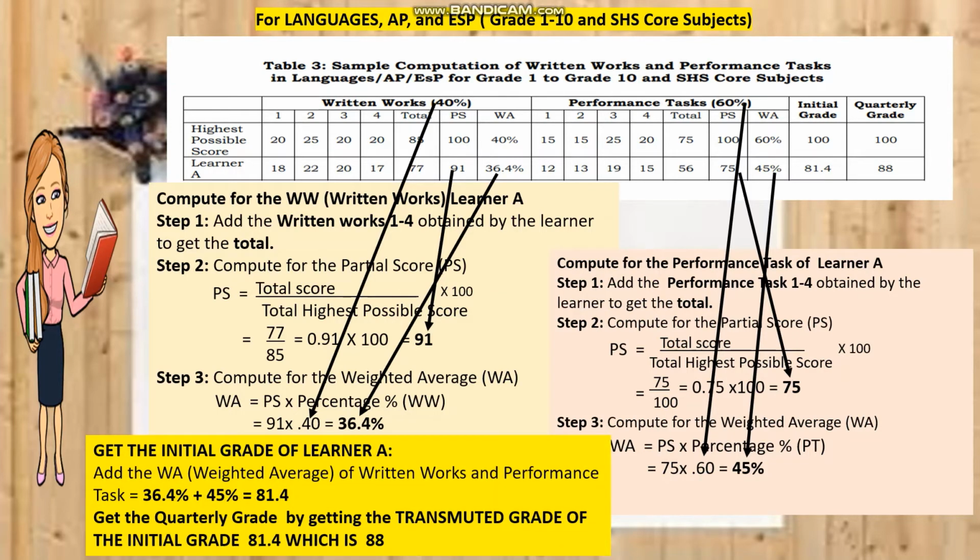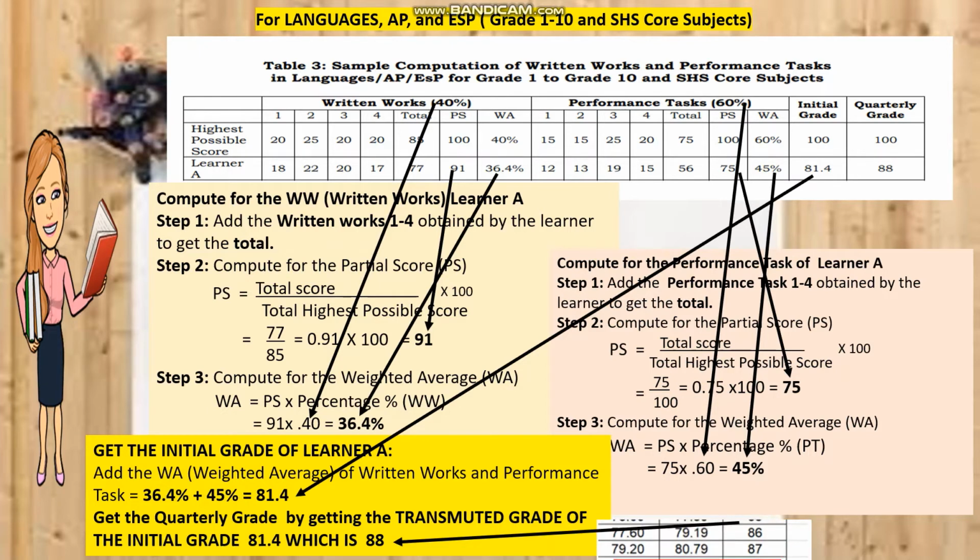Get the initial grade of learner A by adding the weighted average of written works and performance tasks. 36.4% plus 45% is equal to 81.4, the initial grade of learner A. Get the quarterly grade by getting the transmuted grade of the initial grade, 81.4, which is 88%. So the quarterly grade of learner A is 88, based on the transmuted grade.